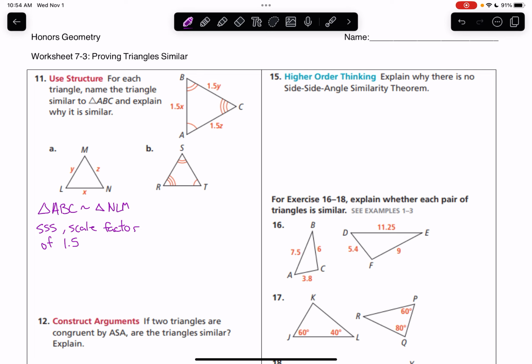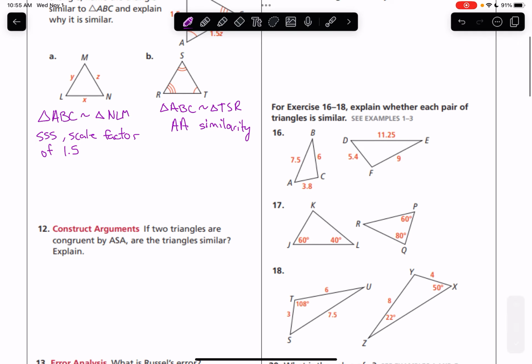For letter B, I am using angle similarity there, and I can say triangle ABC is similar to triangle, naming based on the angles, TSR, and of course that is angle similarity. And we know if two angles are similar, then all three angles will be the same.